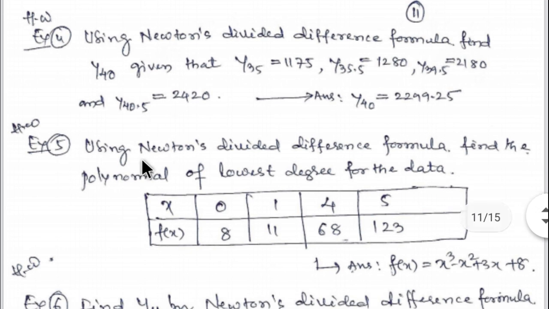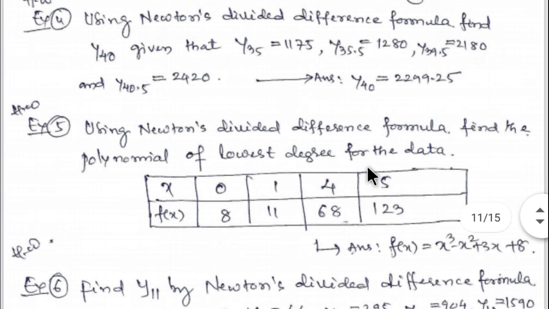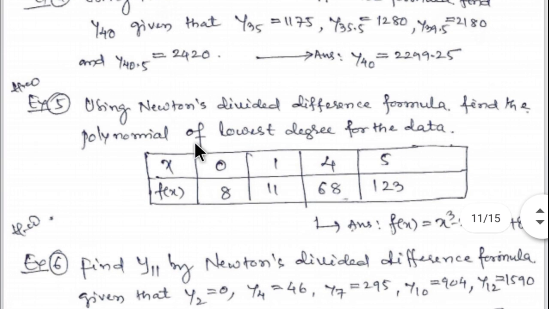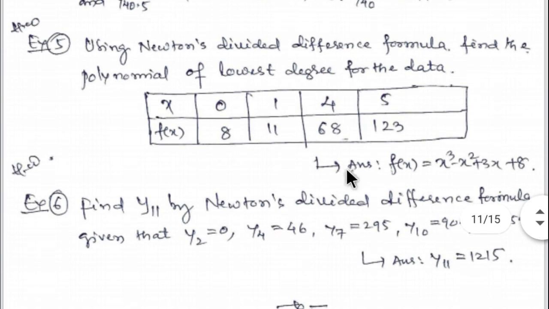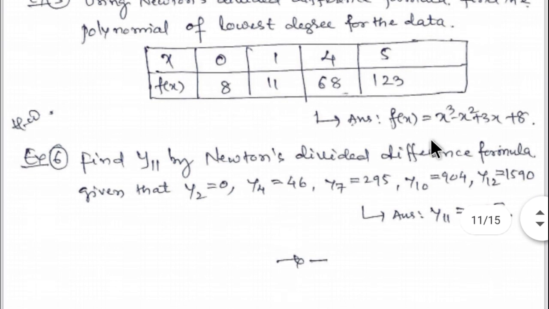Similarly, example 5 is also for practicing. Using Newton's divided difference formula, find the polynomial of the lowest degree for the data. Similar to the above examples, okay. I have given f of x. Sometimes they want you to find the value of the polynomial at x equal to some value. You can substitute the value of x and you get the answer here, okay.